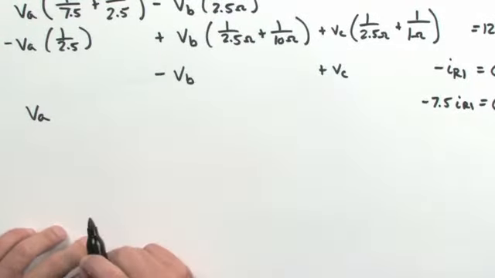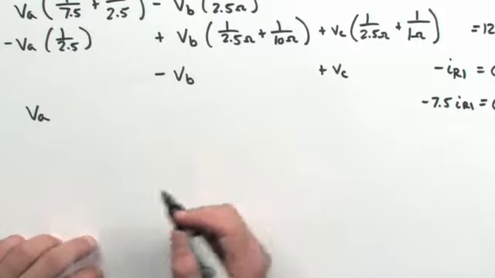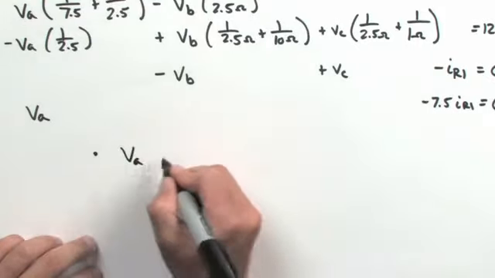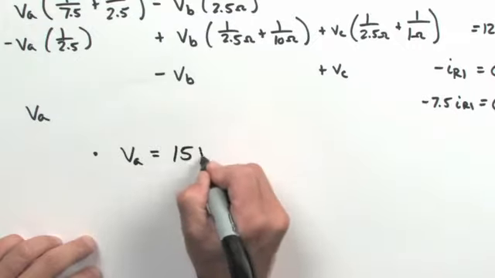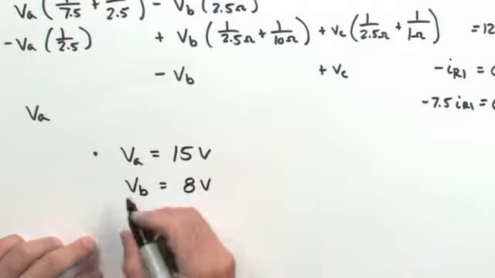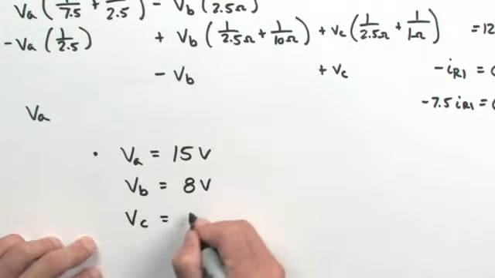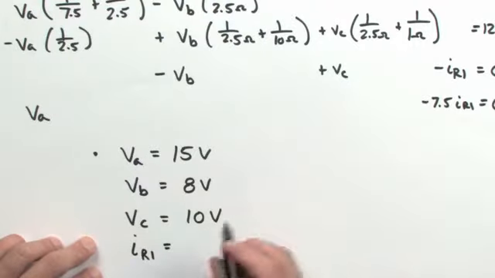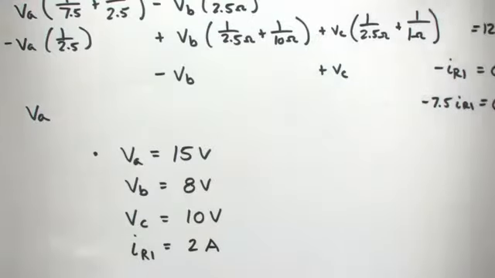We can solve this system simultaneously by whatever method you prefer, and when we do that, we get the solution that the voltage at node A is equal to 15 volts, the voltage at node B is equal to 8 volts, the unknown node voltage at C is equal to 10 volts, and the current through resistor 1, although we don't necessarily need to know that, since it was in the equations, we get that value to be 2 amps.